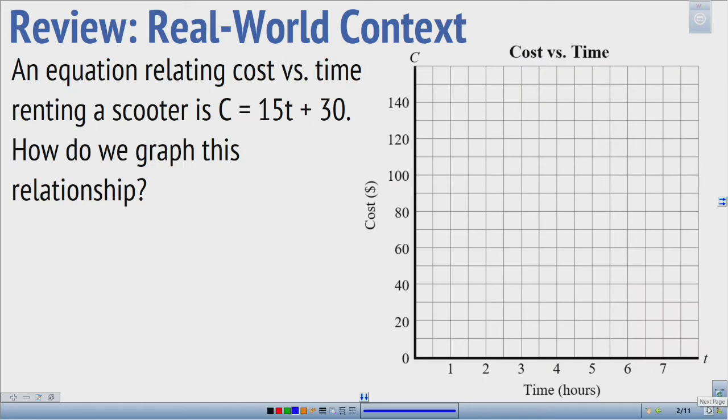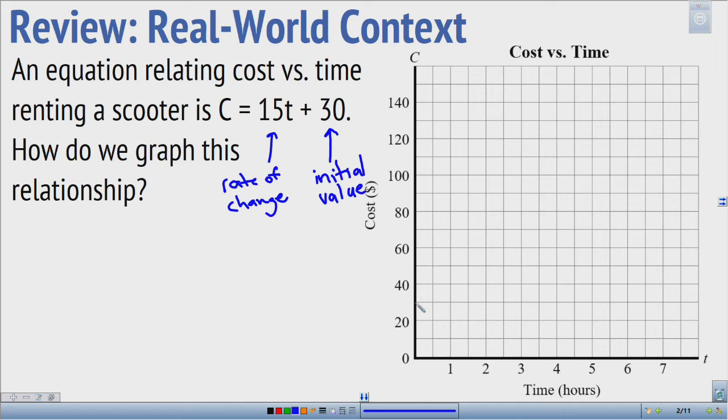So let's start with a situation from a real world context. An equation relating cost versus time renting a scooter is C is equal to 15t plus 30. How do we graph this relationship? This is a review of what we've done before. Remember that this is the initial value, and the 15 here, that's the rate of change. So that will be the charge for renting a scooter per hour. But it starts at 30.